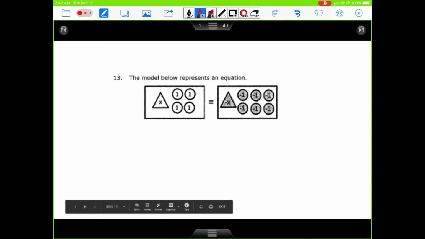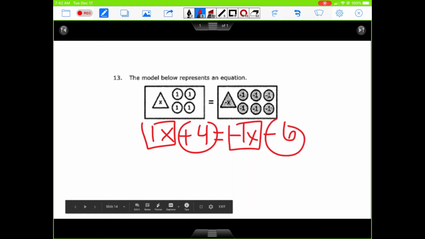The model below represents an equation. 1x plus 4 is equal to negative 1x minus 6. So here we have an equation with variables on both sides. We still box and circle to help us out. Now, for this one, this is a multi-step equation. So our first step is to get all the variables on one side and all the constants on one side. So I'm going to take this negative 1x and move it over to this side. But you always do the opposite whenever you cross over the equal sign. So instead of a negative 1x, I'm going to do a positive 1x on both sides.